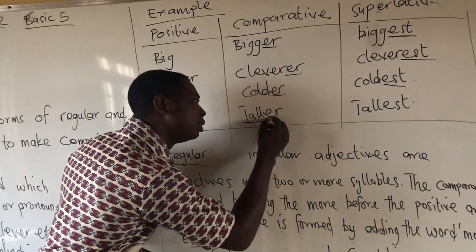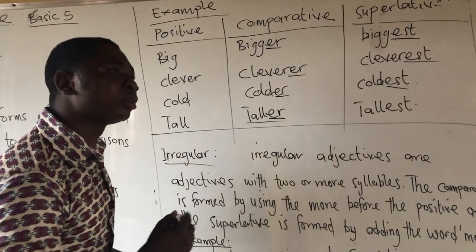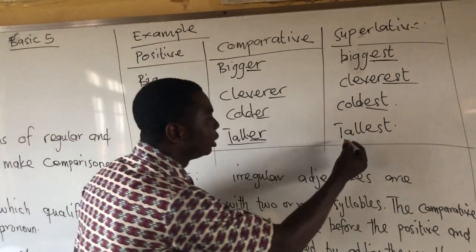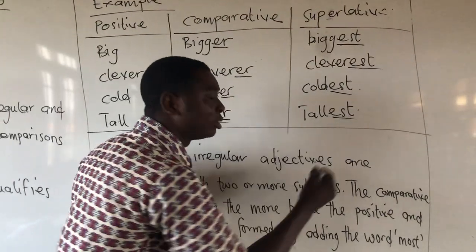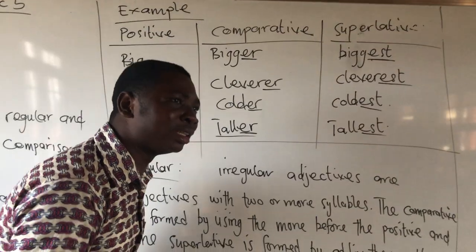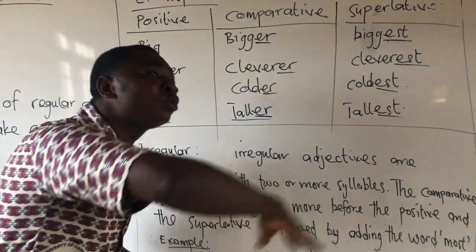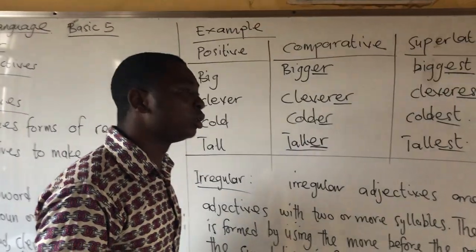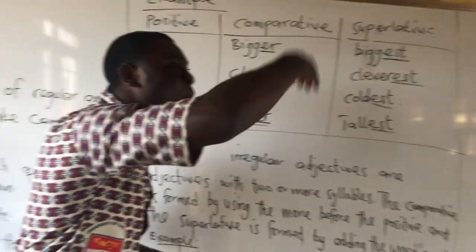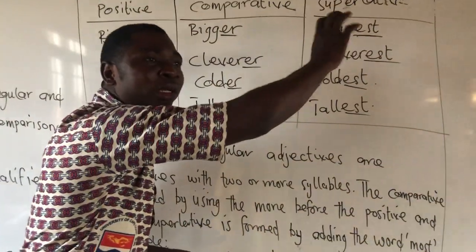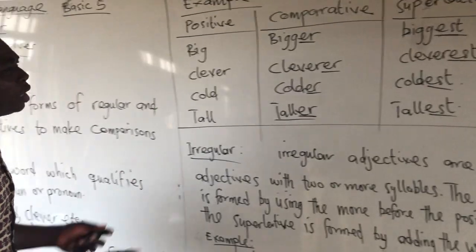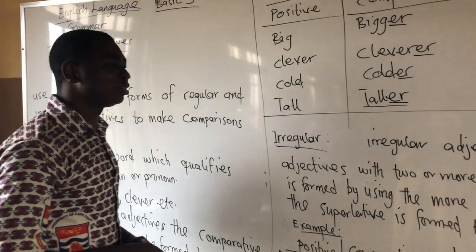Taller. The er is added to it to make it what? Comparative. And then est is added to it. Amma is the tallest girl in the class. I'm comparing to the group of the people in the class. So comparing to 3 or more, we add what? We use the superlative.